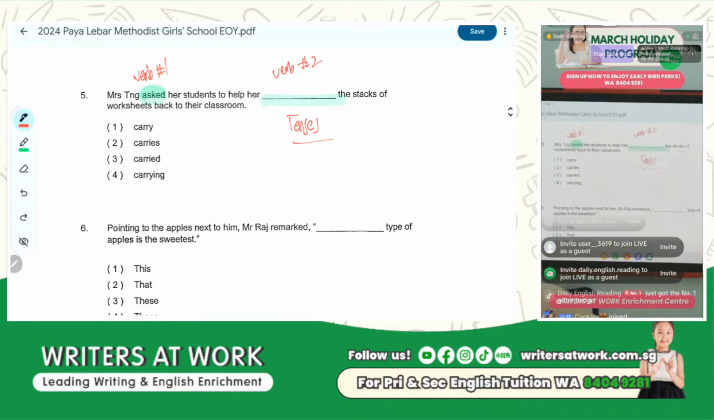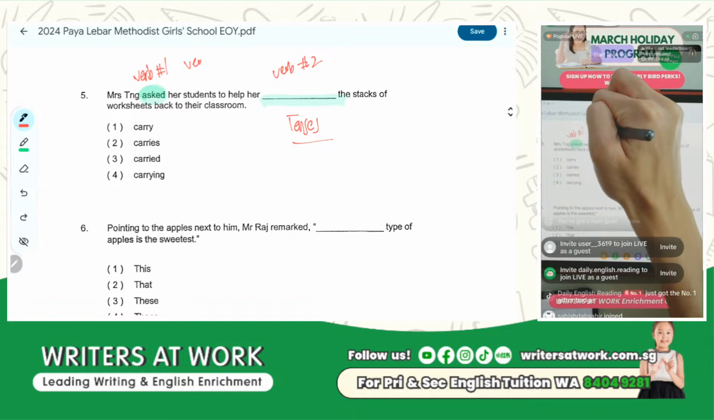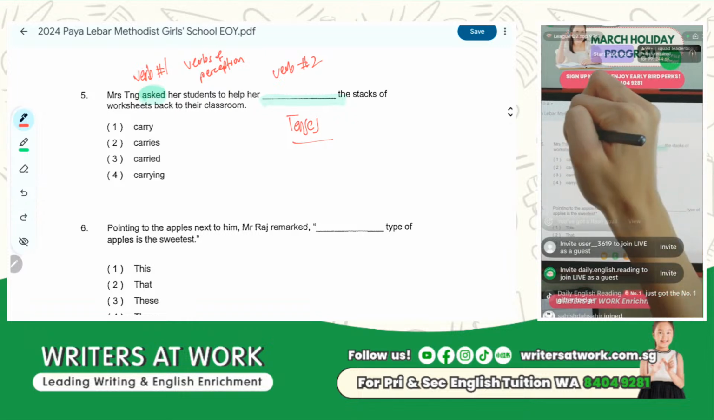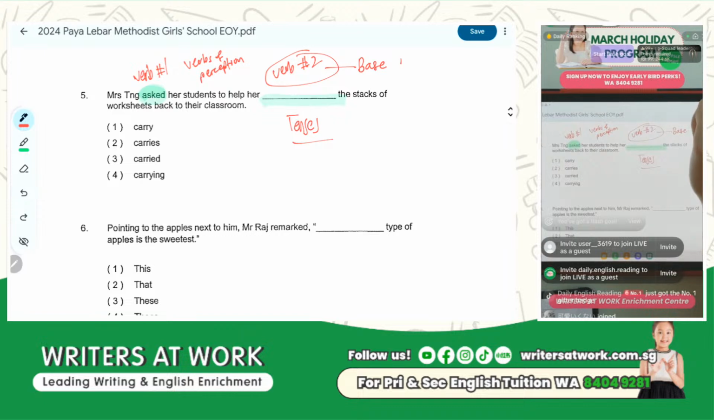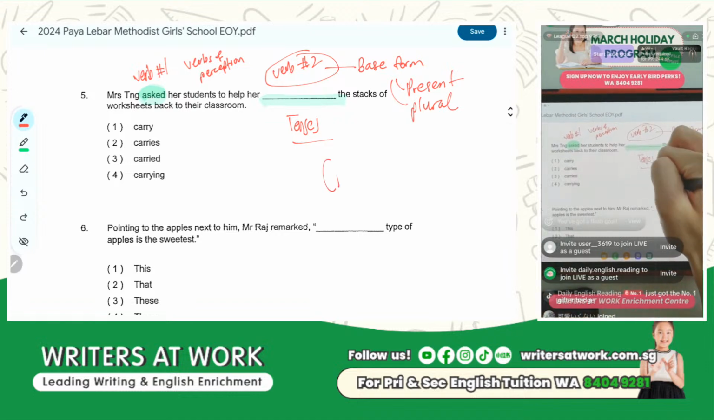Whenever there are two verbs observed, we will need to apply the rule, which is known as your verbs of perception. So this rule states that when you have two verbs, your second verb here needs to be in the base form, which means I need it in present tense and I need it in plural form. So it will be: asked her students to help her carry. Okay, so this is a very straightforward question. No need to look at the other options.